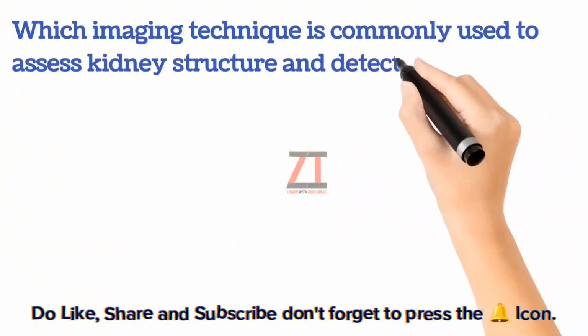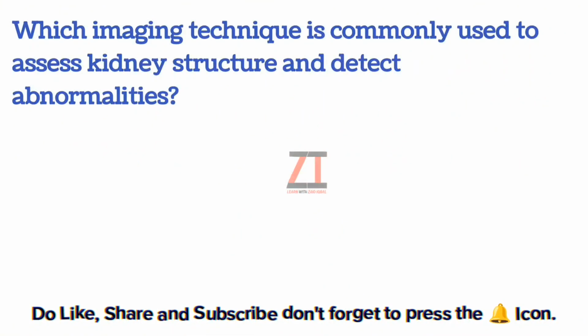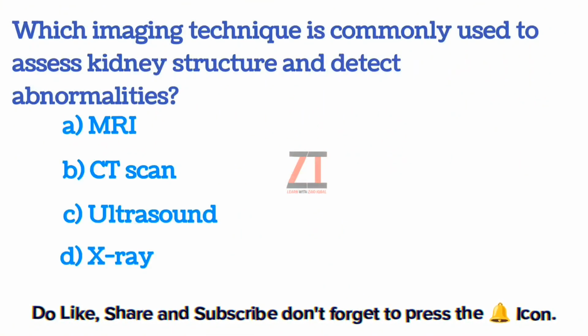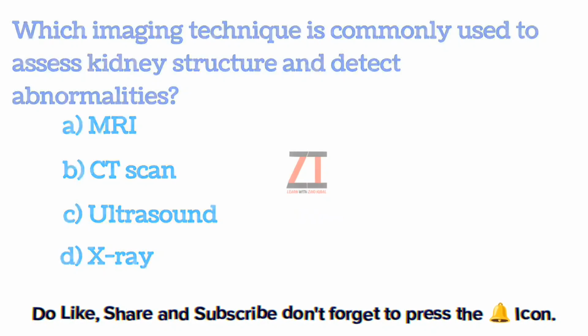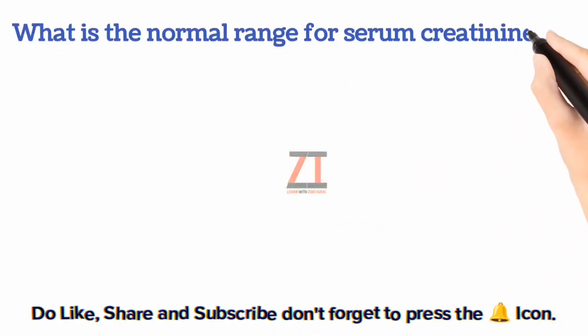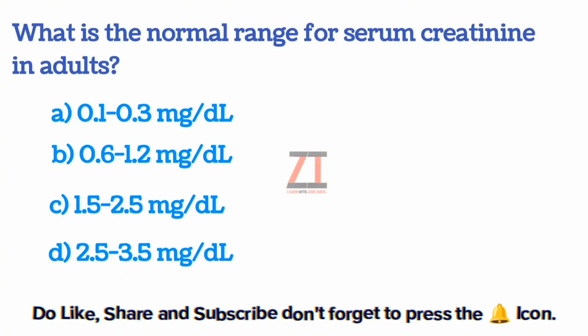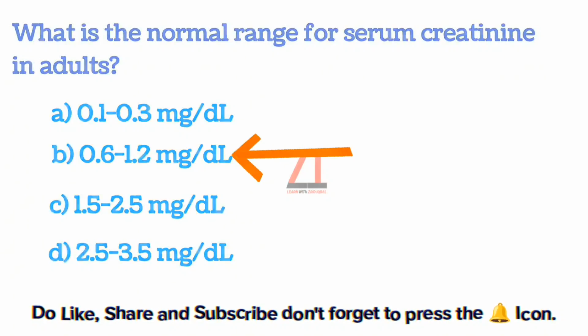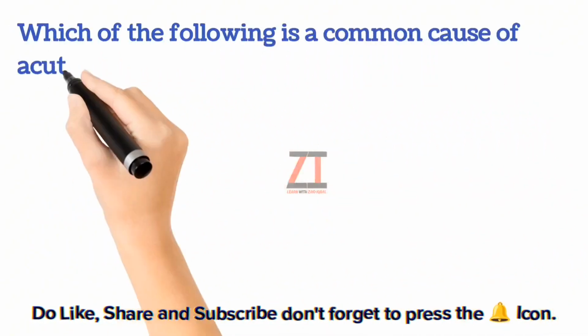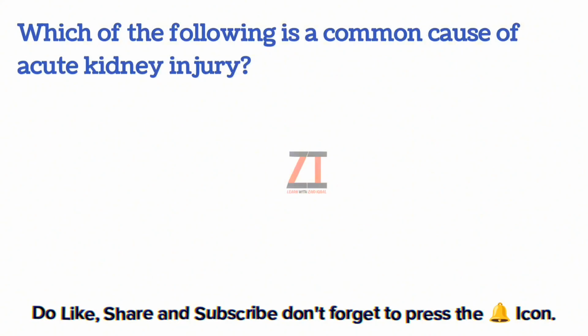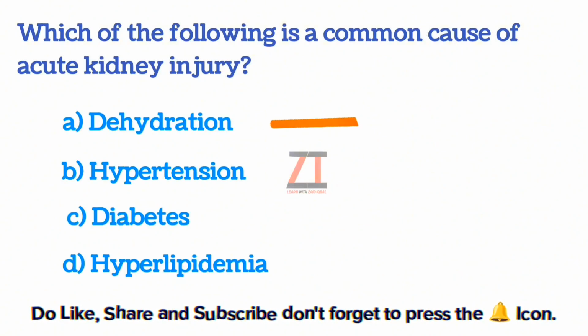Which imaging technique is commonly used to assess kidney structure and detect abnormalities? Right answer is option C, ultrasound. What is the normal range of serum creatinine in adults? Right answer is option B, 0.6 to 1.2 mg per dL. Which of the following is a common cause of acute kidney injury? Right answer is option A, dehydration.